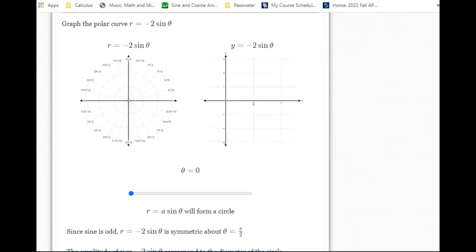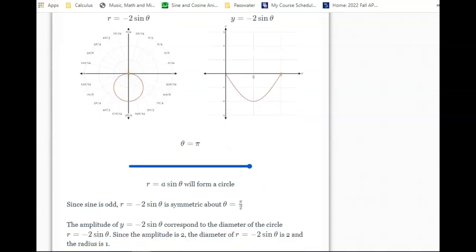Now, this is not showing you the same graph in rectangular and in polar because this is not how you would convert the equations. But it's showing you the difference of negative 2 sine theta graphed in polar or graphed in rectangular. And you can slide this, and it graphs it. So you can see that this is graphing your sine function, and over there it actually just graphs a circle. But this is starting your sine function to look like that.